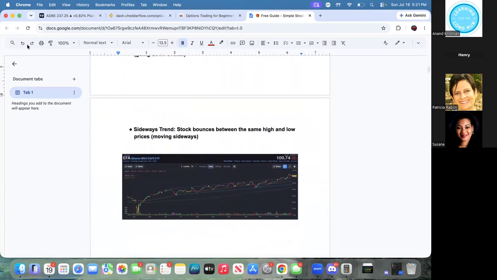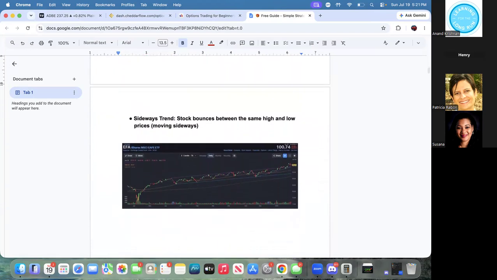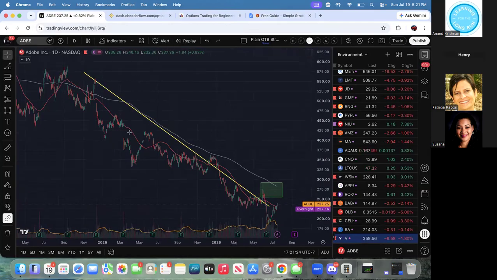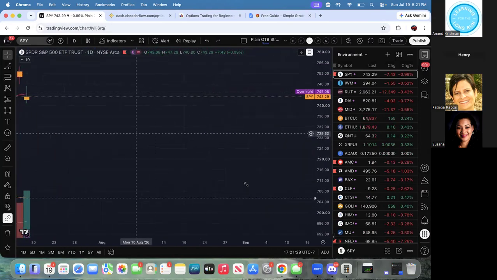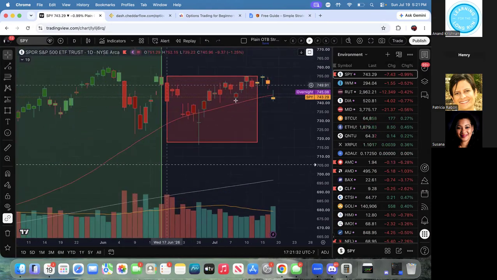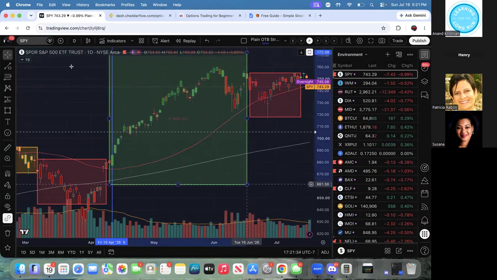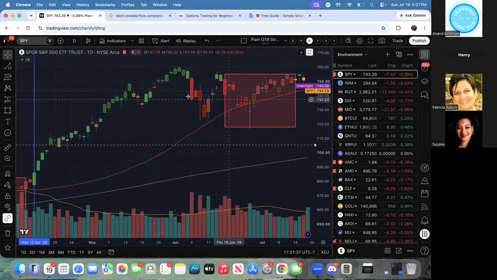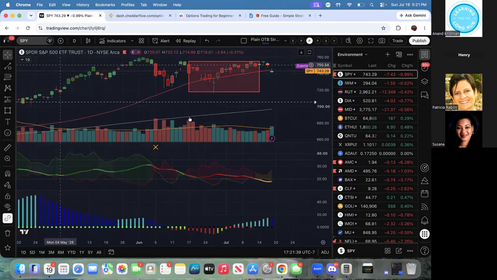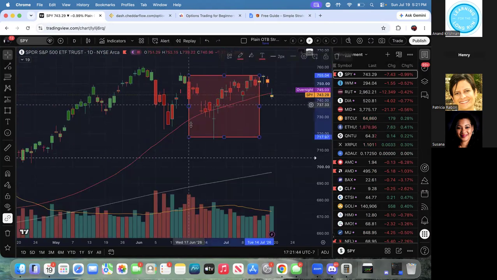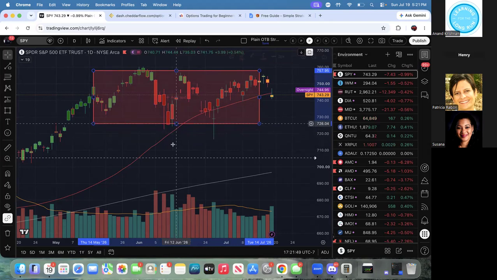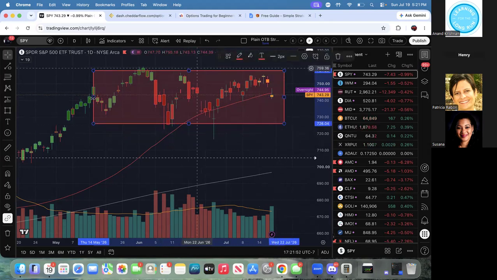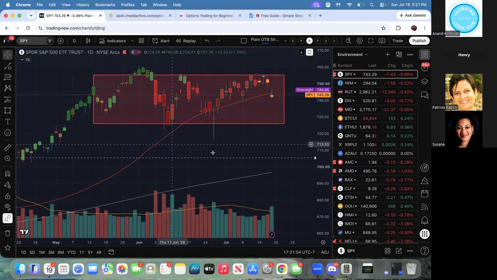For sideways, it might look like something like this, sideways chop. Currently, our indexes are moving in a sideways chop. You guys may have noticed our indexes tend to spend quite a lot of time in sideways chops. Let me expand this one. If I drew a box this way, this is the general range that our indexes are moving in.